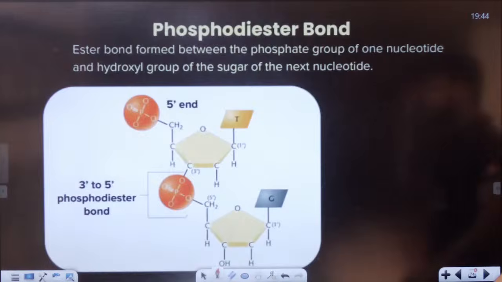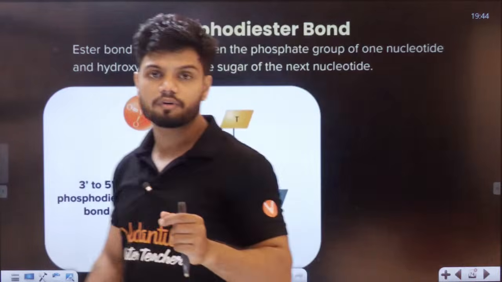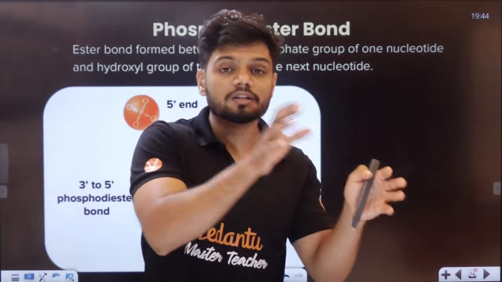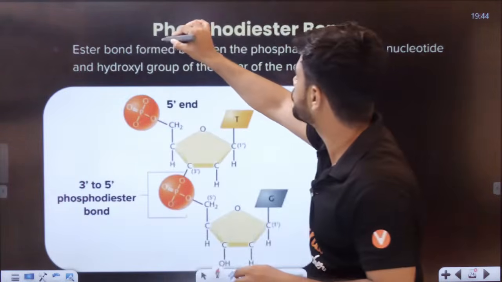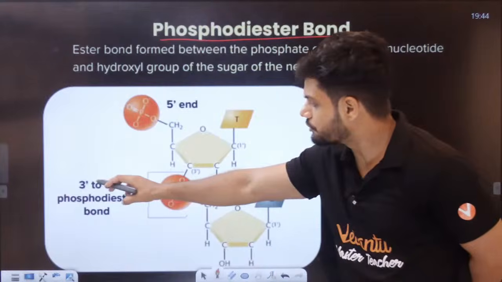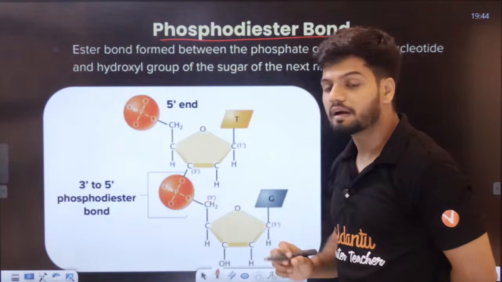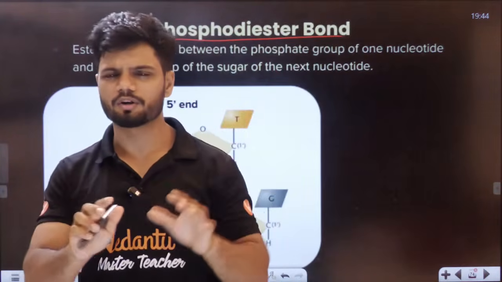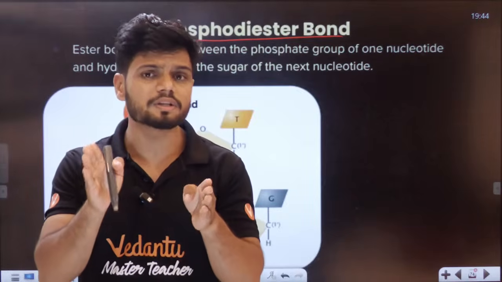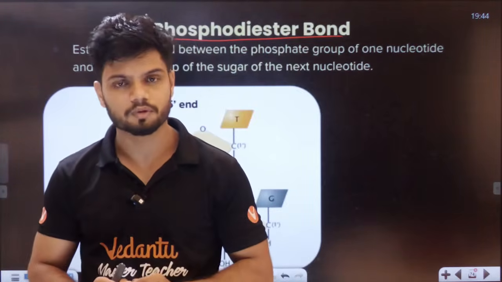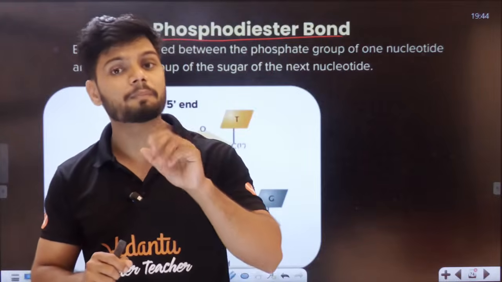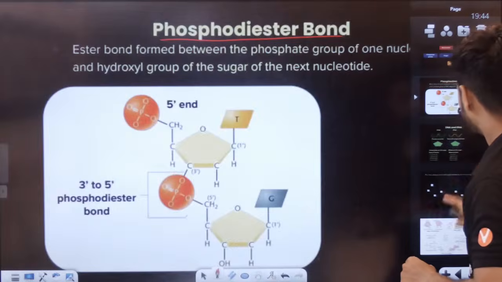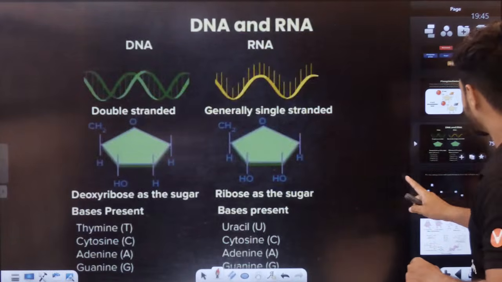Now bonding, students. From one nucleotide to the next nucleotide, the bonding is going to be the phosphodiester bond. That is 3' to 5', we have the phosphodiester bond. This bonding you will learn more in molecular basis, but not here. Just remember, between two nucleotides we have the phosphodiester bond. Between two amino acids, we have the peptide bond.